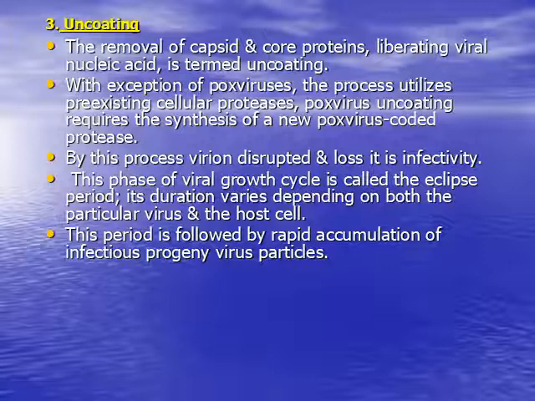This phase of the viral growth cycle is called the eclipse period. Its duration varies depending on both the particular virus and the host cell. This period is followed by rapid accumulation of infectious progeny virus particles.